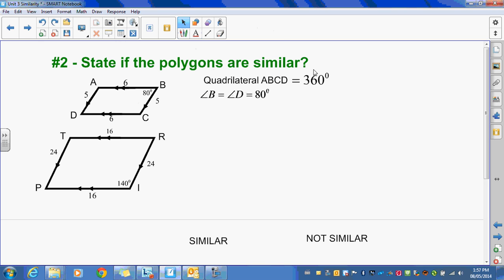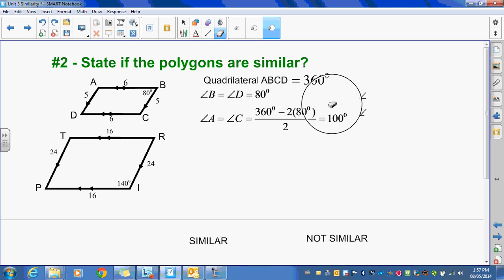And if we take 360 and subtract angle B and subtract angle D, we will get the measure of these two angles together. So that means we have to divide our number by 2 to show that we have two angles that are the same. And that would look like this. All right, that's quadrilateral ABCD.